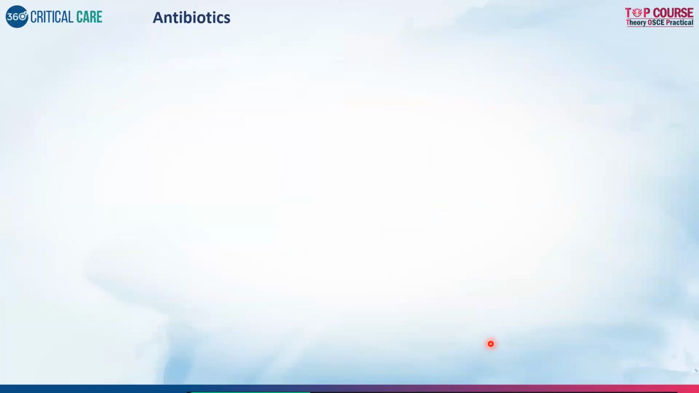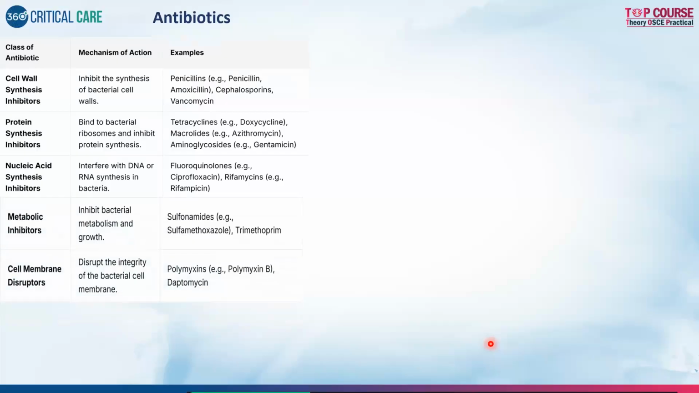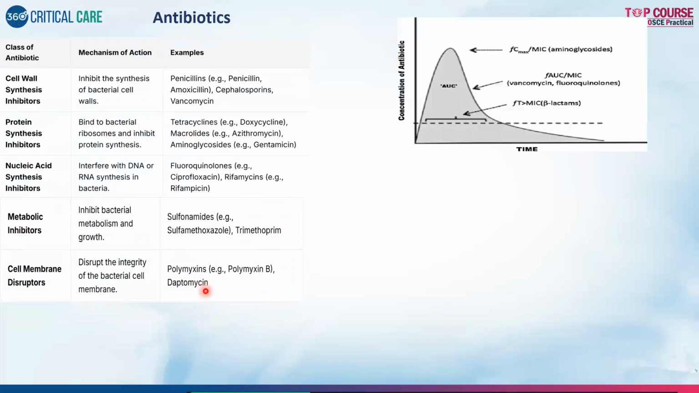Now we have a big topic to cover, which is antibiotics. Again, I'll not be discussing in detail all the antibiotics. We will run through a couple of them. Please know the mechanism of the different antibiotics: the penicillin, cephalosporin, vancomycin, the cell wall inhibitors, the protein synthesis inhibitors, which act on 30S and 50S, the nucleic acid synthesis inhibitors, metabolic inhibitors, and the cell membrane disruptors like polymyxin and daptomycin.